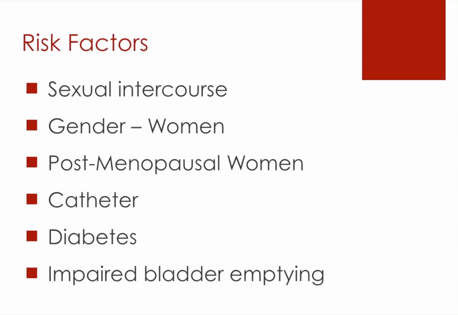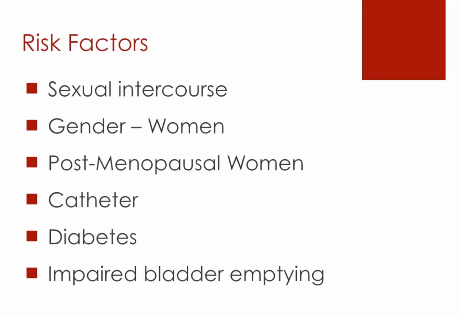So let's talk about the risk factors of a UTI. The first risk factor is sexual intercourse, and this is because it allows the introduction of organisms into the urethra and they can make their way up to the bladder. Another factor is if you're a woman, you're more likely to get a UTI than a male. And the reason for this is, I spoke about the urethra. The urethra in males is a lot longer, and therefore it's more difficult for bacteria to make their way up the urethra and then attach to the lining of the bladder.